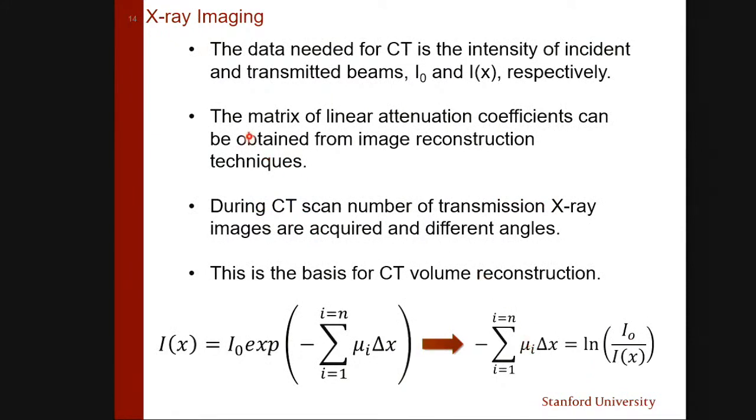But in reality, what you do is measure intensities at different angles with respect to the object. So you rotate the object, or you rotate the detector and the source around the object, and you collect lots of Ix at different angles for each detector pixel. Then you use something called image reconstruction, because what you're collecting are projections, and you have a lot of them. From these projections, you have to get back a three-dimensional object through image reconstruction.